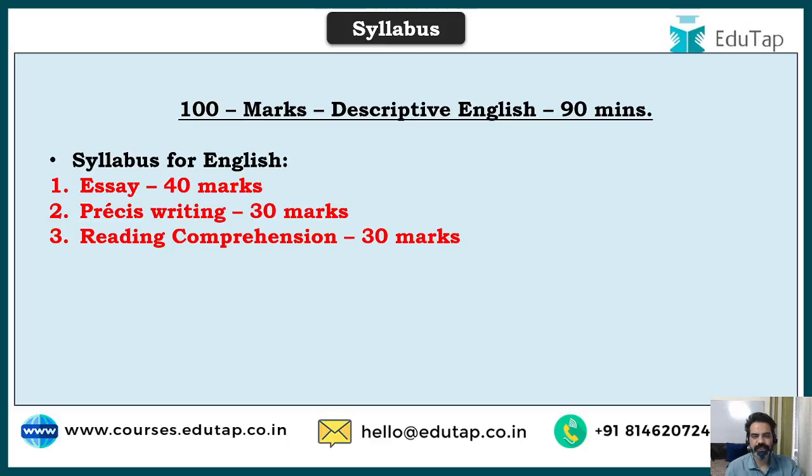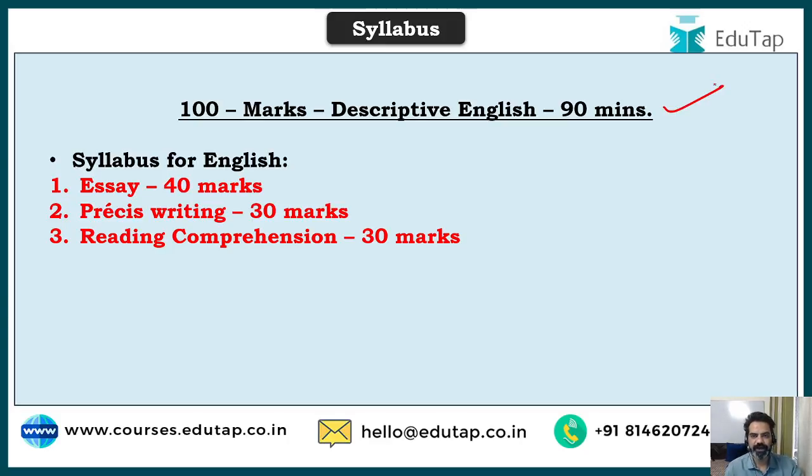First of all, let's look at the syllabus of the paper. Now, this is a paper for 100 marks. That is 50% of the weightage of phase 2. So guys, this is a game changer in phase 2. So do not take it very lightly. So this is a 100-mark paper, and the time allotted to this paper is 90 minutes.